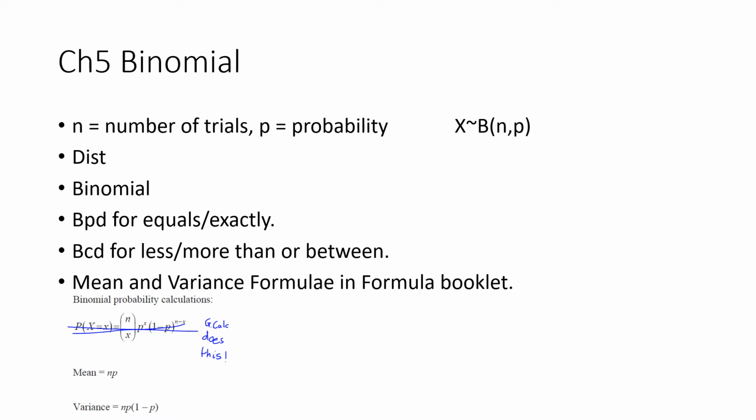The mean and variance formulas are in the formula booklet, and that's illustrated here. So n times p, and n times p times 1 minus p for variance. If we wanted standard deviation, we would square root. It does talk about a probability calculation, but we don't need that. We've got the graphical calculator.